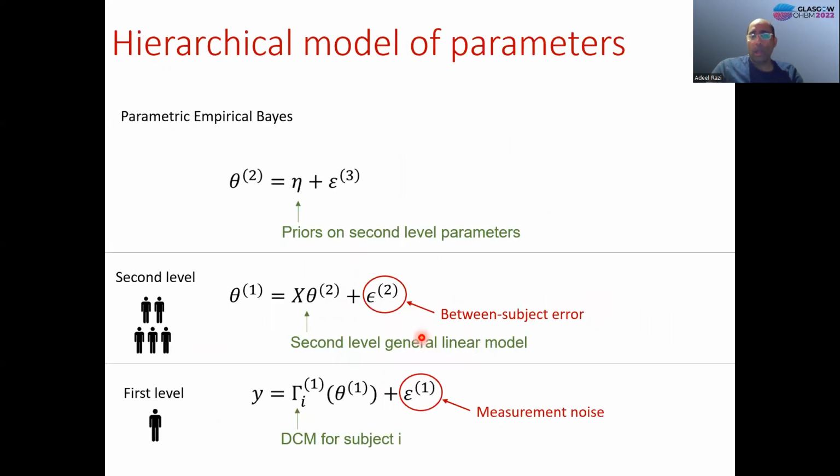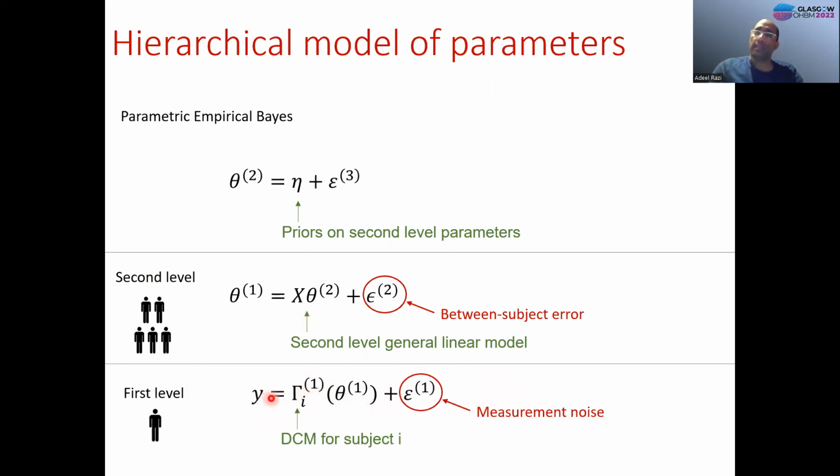So if we are interested in group level inference, then what we do is that we fit a DCM for each subject in your data set. This is where we have these DCMs. What we do is we create this first level model, and here we also have measurement noise. So this is a GLM at the first level.